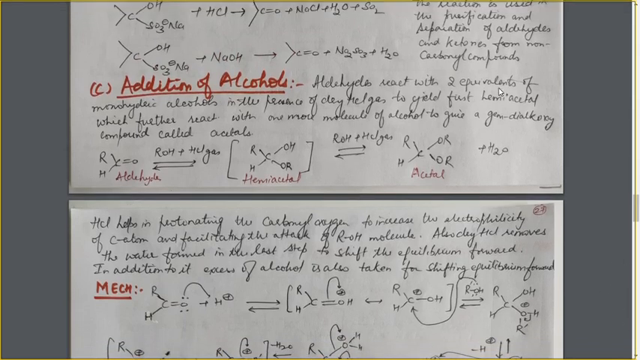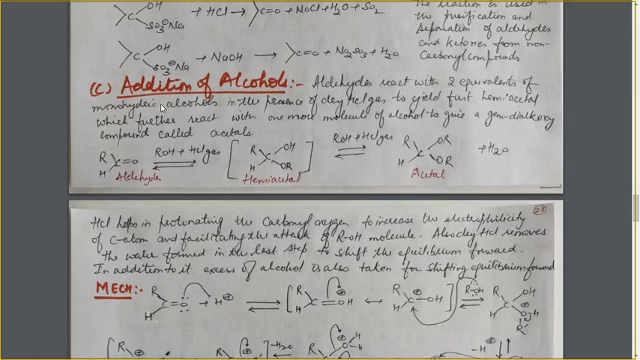Aldehyde reacts with two equivalents of monohydric alcohol. That means that a single molecule of aldehyde will react with double the amount of monohydric alcohol. What is a monohydric alcohol? The alcohol with a single OH group. That is a monohydric alcohol. So aldehyde will react with two equivalents. That is, one mole of aldehyde will react with 2 moles of monohydric alcohol.